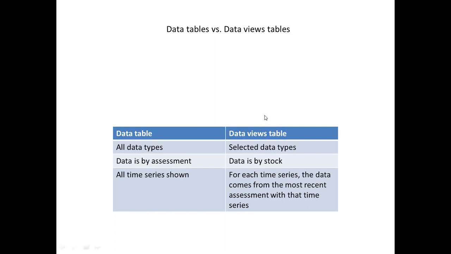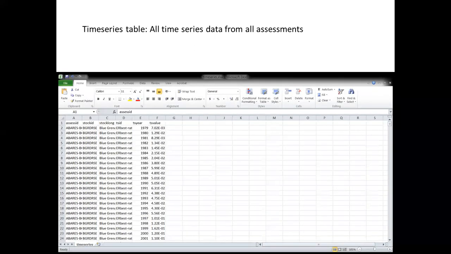Whereas the views tables look at selected data types, which are generally the most used or just the most commonly found. Data is indicated by stock. So for each particular time series or parameter, whatever is most recent will be displayed. So here's just an example of, let's say, the time series table. It's just all the different time series indicated by our assessment ID, our unique identifier for an assessment, just every single time series.